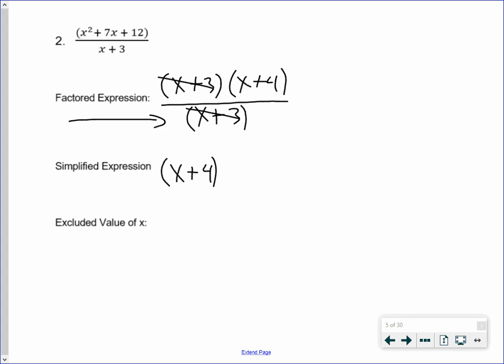And now to figure out what our excluded values of x are going to be, we're going to look at the factored expression, and namely the denominator of the factored expression. So we'll set every factor in the denominator of the factored expression equal to 0, and see what we get. The only factor we have in the denominator of the factored expression is x plus 3. So we'll set that equal to 0. And when we do, we get that x equals negative 3. So our excluded value of x is going to be negative 3, or in other words, x cannot equal -3.